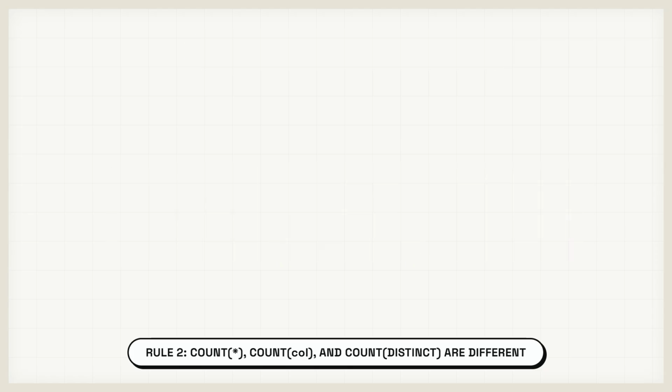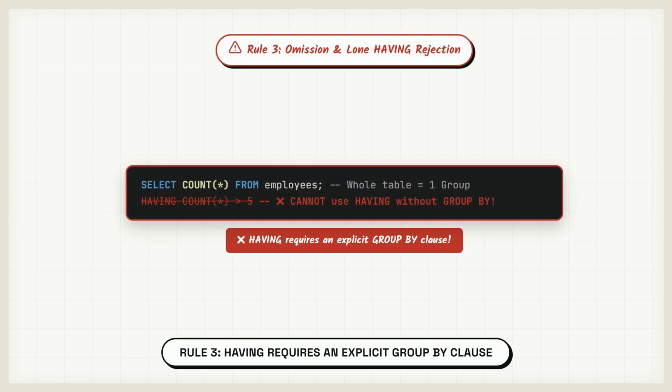Rule 3, leave out group by completely and your aggregate function runs across the entire table as one single group. And since having depends completely on group by, you can't use having by itself.